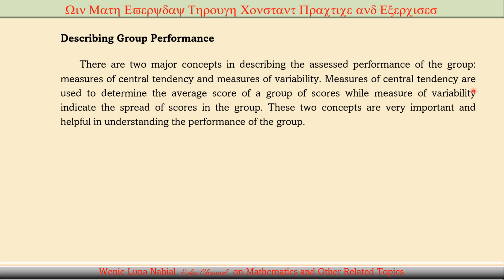Okay, so we have to be mindful of this. Measures of central tendency are used to determine the average score of a group of scores, while measures of variability indicate the spread of scores in the group. These two concepts are very important and helpful in understanding the performance of the group.